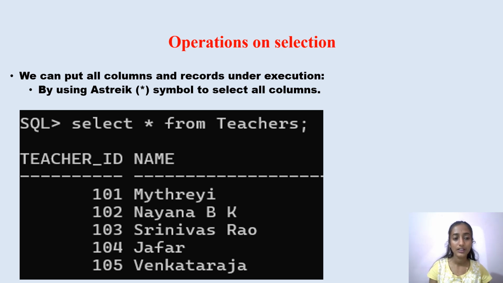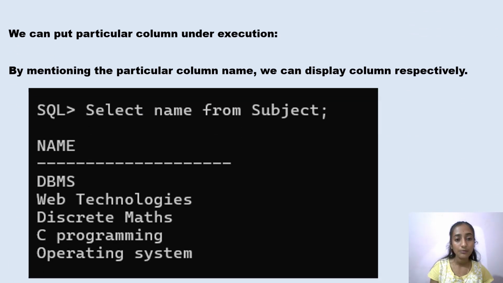Operations on selection. We can put all columns and records under execution by using the asterisk symbol. When we put the asterisk symbol in the place of the column name, we will get all the records which are inserted into the table. And we can put a particular column under execution. If you want any particular column, that time also we can select it using the selection statement.